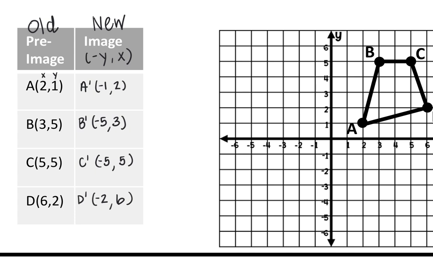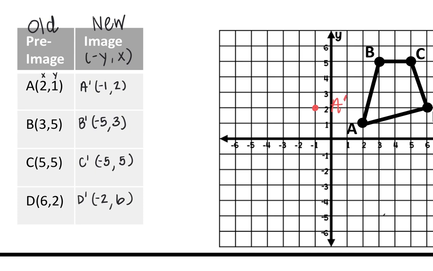Let me just bold it out a little bit more. And let me use another color. I don't want to use black. I want it to be a little bit easier to find. So negative 1, 2, right here. This is A prime. So I'm just going to write A prime right there.